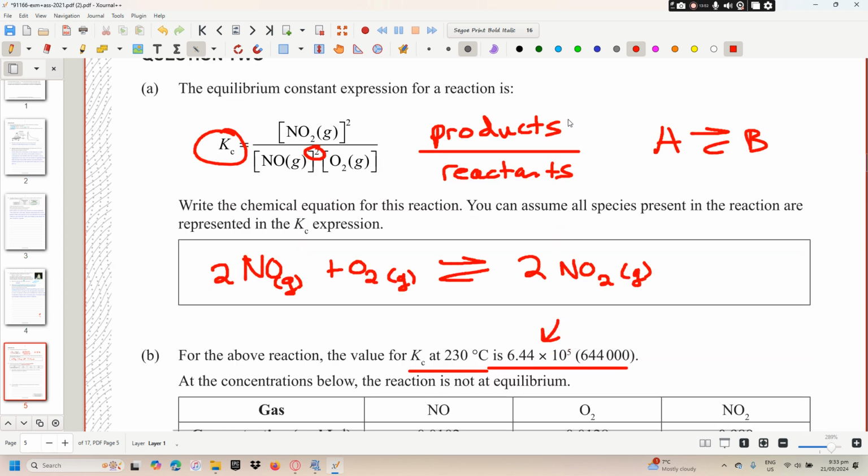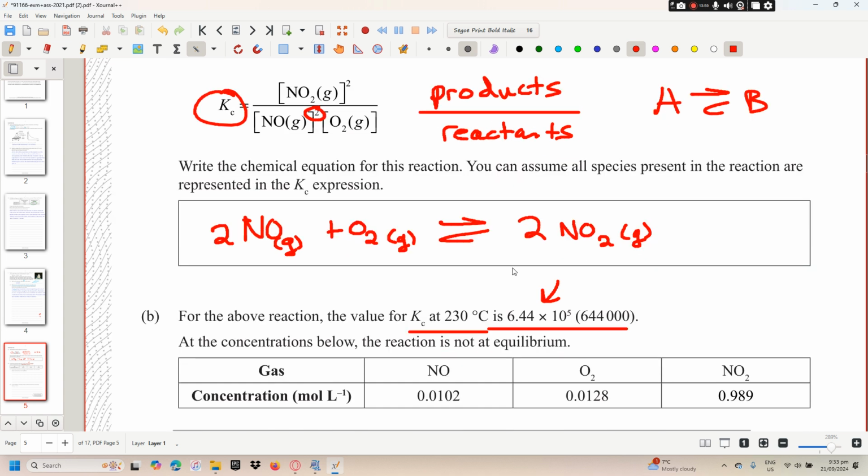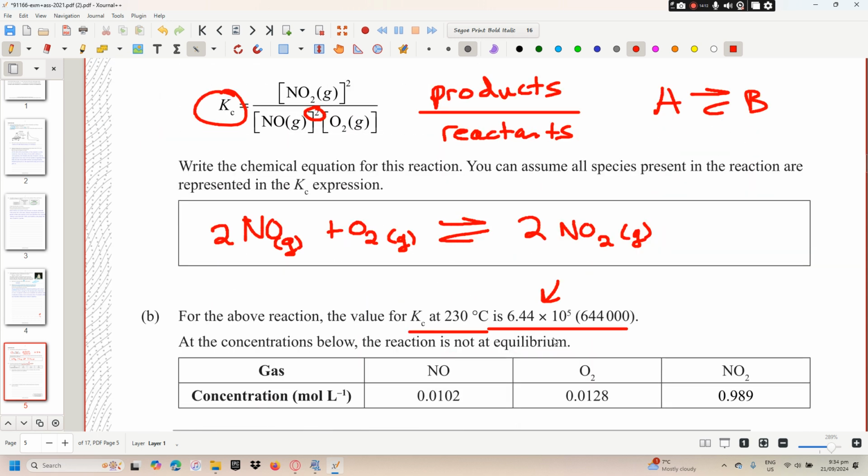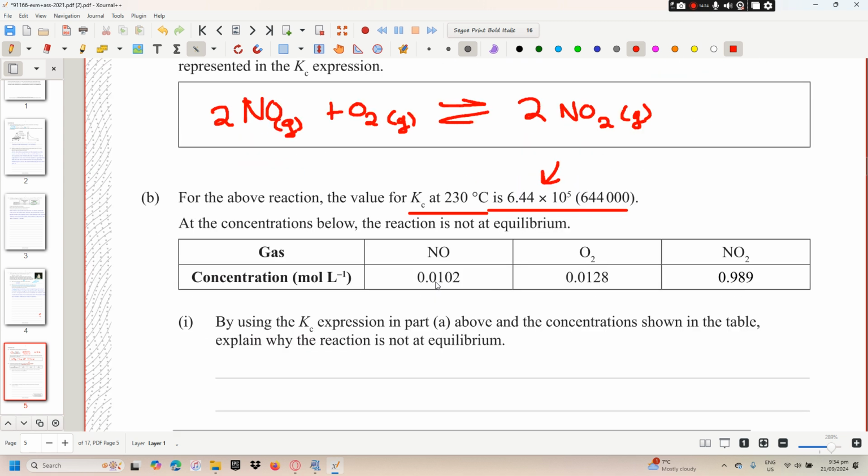It's obviously massive, therefore products are heavily favoured. This numerator must be massive and this denominator must be tiny to make this big number. So that tells you something about this reaction: it's pretty heavily favoured. These reactants just bang, they form this. But only at 230 degrees. It's quite possible that at room temperature this wouldn't be so favoured, and Kc might be tiny, less than 1. But anyway, the concentrations are given, and the reaction is not at equilibrium.